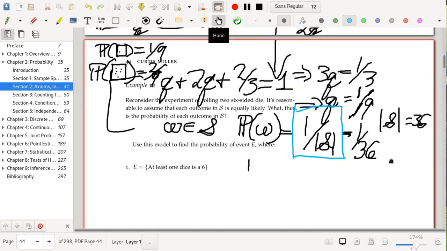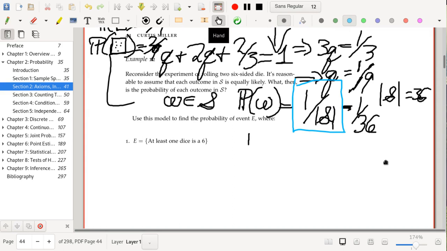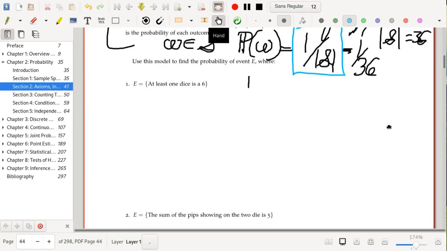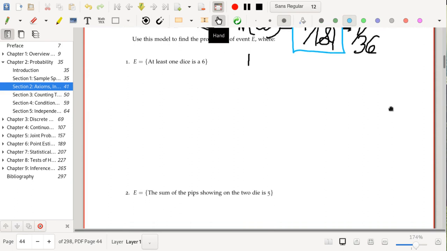Go ahead. Show that the probability of the sample space when you do this is equal to 1. So use this model to find the probability of an event E where, first, E is the event where at least one die is a 6. So let's actually write down what's in E. We have a red die and a blue die. At least one die is 6.